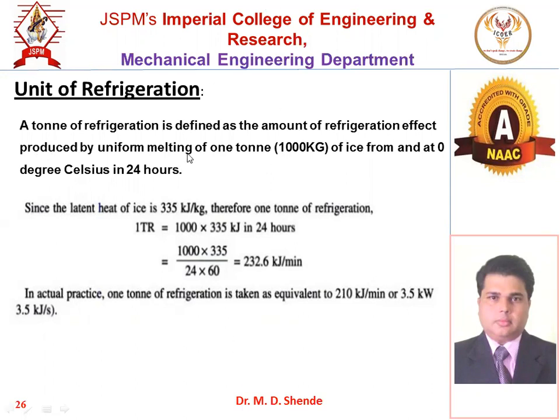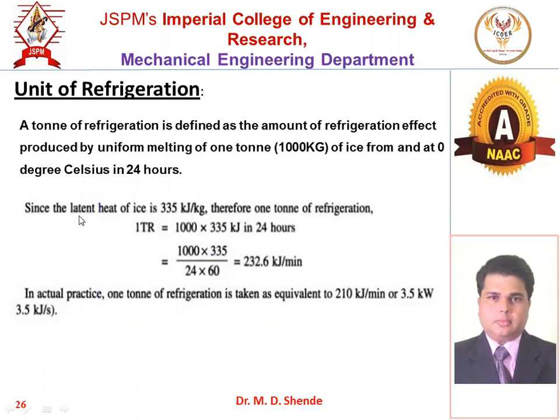1 ton of refrigeration means it is the amount of energy required to produce the refrigeration effect. Which refrigeration effect? To melt 1 ton of ice from and at 0 degrees Celsius. The amount of energy required to melt 1 ton of ice at 0 degrees Celsius in 24 hours, that is nothing but your 1 ton of refrigeration. Okay, so we are just converting into our generally known unit.